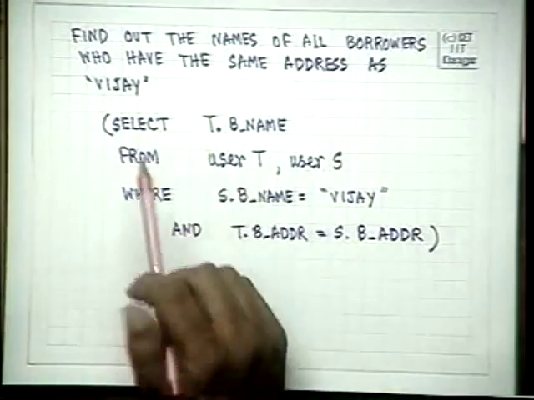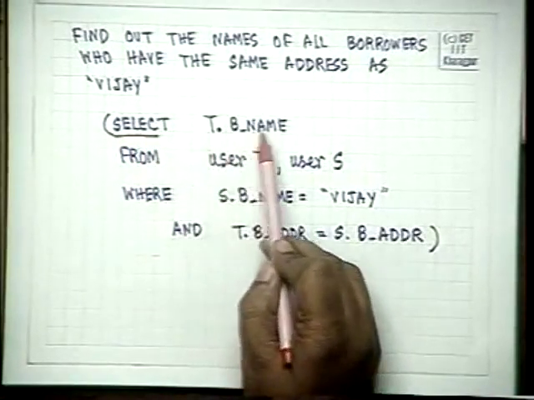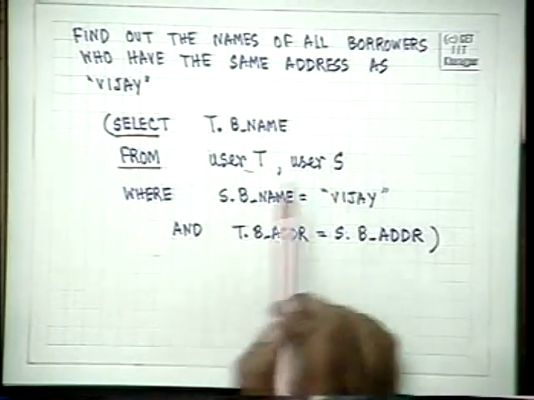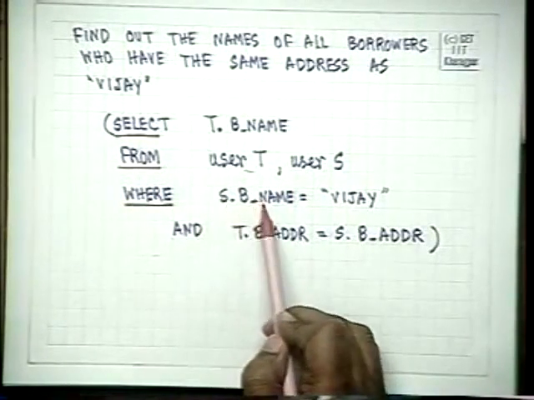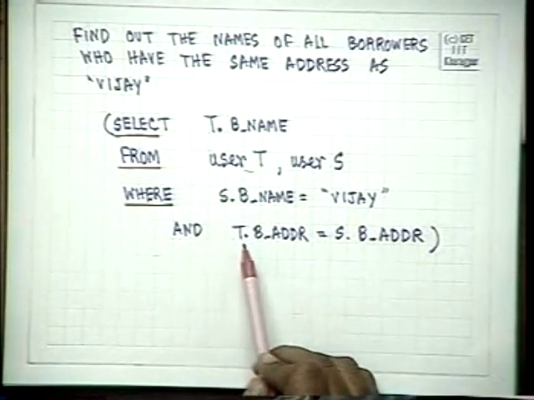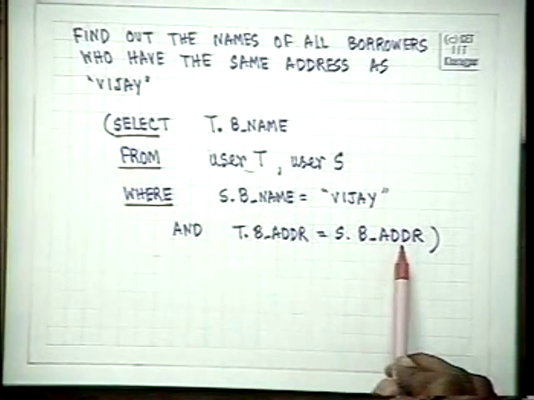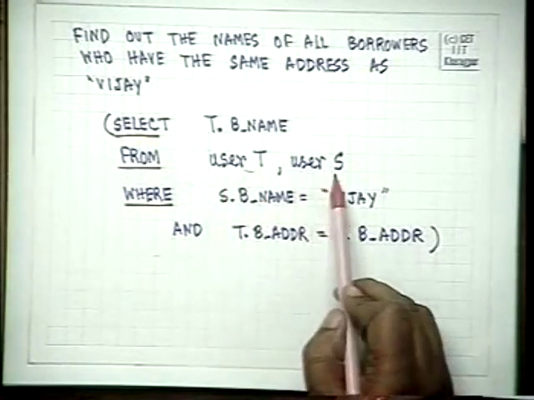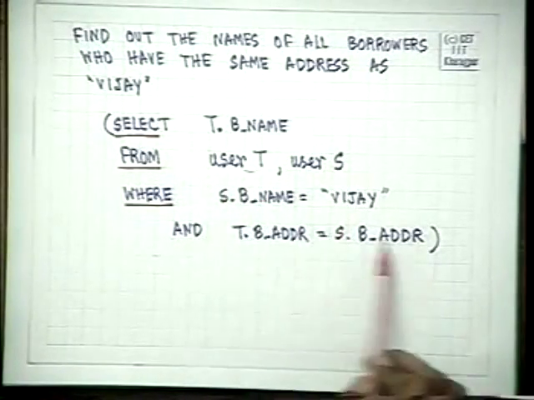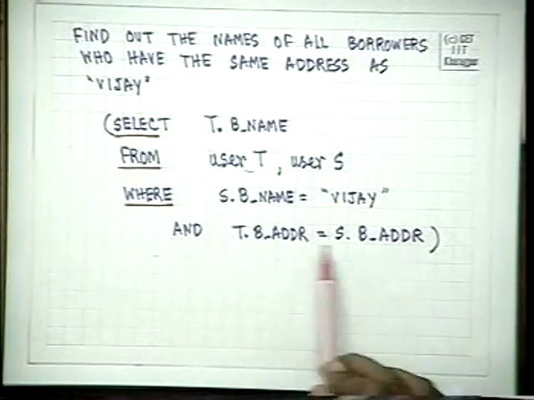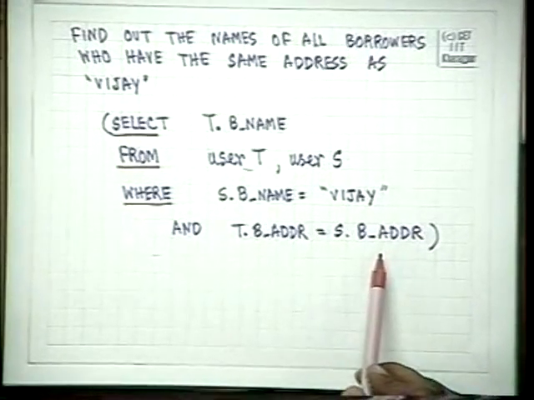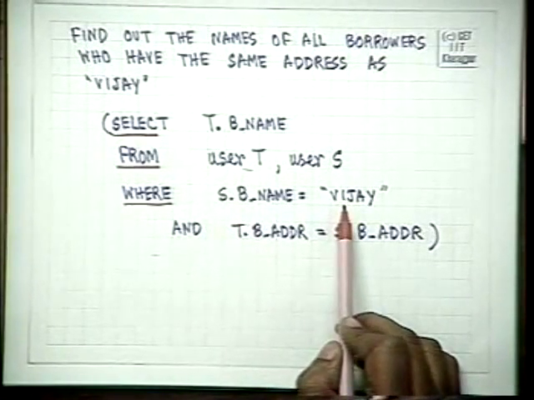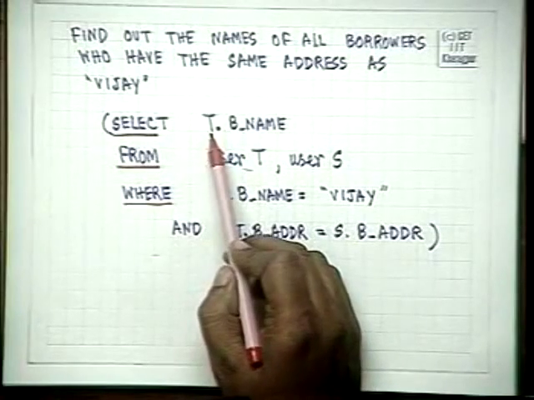So the query finally becomes select T.B name from user T and user S, where S.B name is equal to Vijay and T.B address is equal to S.B address. We have renamed one user as T, the other user as S. We have taken those places where the addresses are the same in the Cartesian product, and where one of the names is Vijay, then we have selected out the other name.